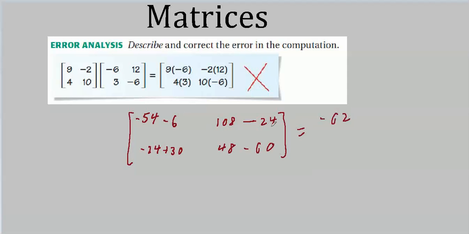Oh no, wait, minus 24. Let's see, that's 88 minus 4 is 84. 24. Oh, minus. Okay, that's minus 6 then, unless I made an arithmetic mistake. And 40 minus 60 is minus 12.